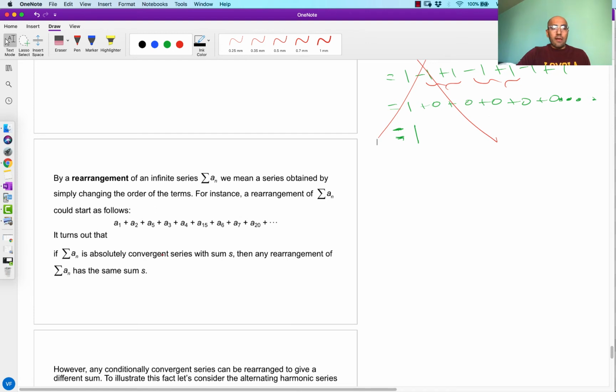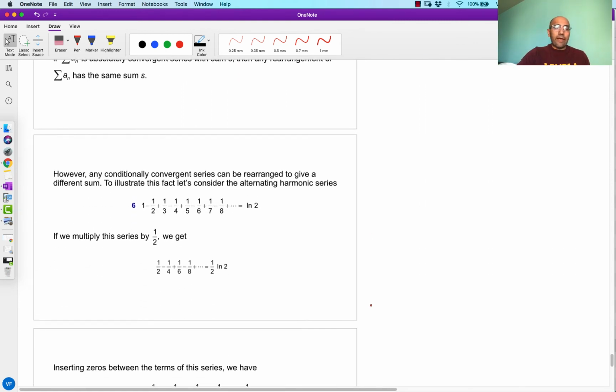As I said before, being absolutely convergent is actually a stronger, more important statement than simply saying convergent. Absolutely convergent is more powerful. It implies this. However, any conditionally convergent series can be rearranged to give a different sum. To illustrate this fact, let's consider the alternating harmonic series: 1 minus a half plus a third minus a fourth plus 1/5 minus 1/6, and so on and so forth. We haven't proven this, but it equals ln 2.